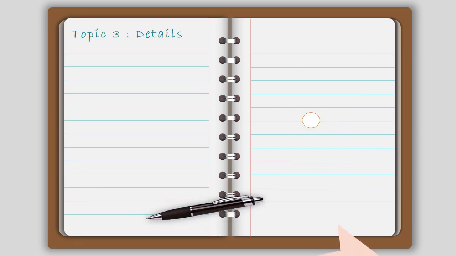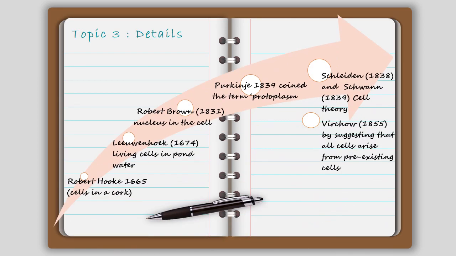So here come the pioneers who have contributed to the development of cell biology. First comes Robert Hooke. He saw dead cells with his self-designed microscope in the bark of a tree. And Anton Leeuwenhoek discovered the living cell in pond water. And Robert Brown in 1831 discovered the nucleus inside the cell, which contains genetic material. Then Purkinje in 1839 coined the term protoplasm. Protoplasm is nothing but the cytoplasm plus the nucleoplasm, the nucleus part. The whole thing is called protoplasm.